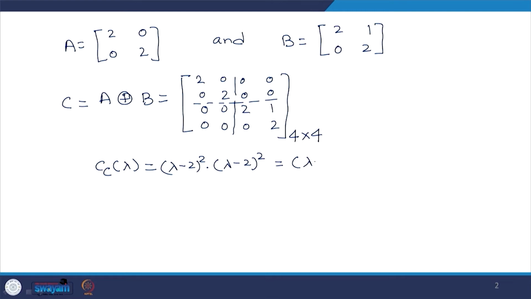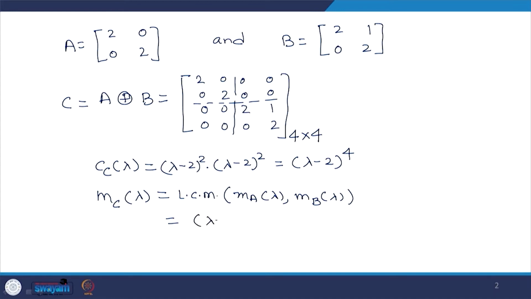So, it is nothing but (lambda minus 2) raised to power 4, while the minimal polynomial of C is the least common multiple of the minimal polynomial of A and the minimal polynomial of B. The minimal polynomial of A is lambda minus 2, while the minimal polynomial of B is (lambda minus 2) whole square. So, the LCM comes out to be (lambda minus 2) whole square.